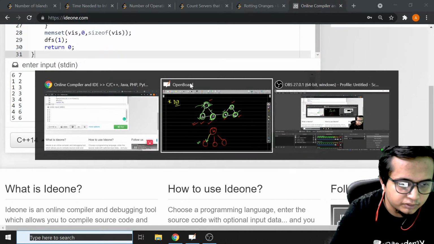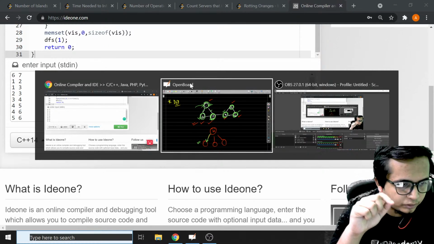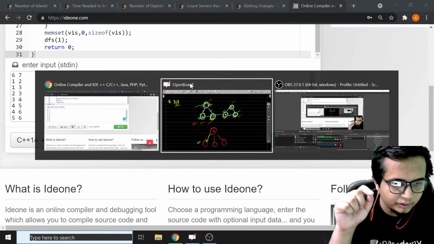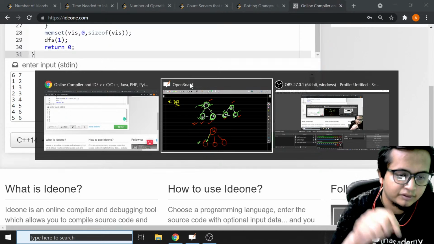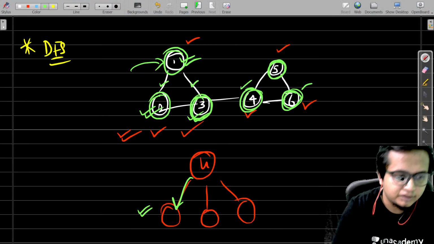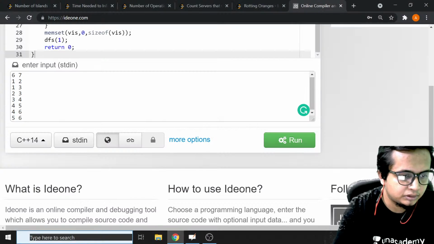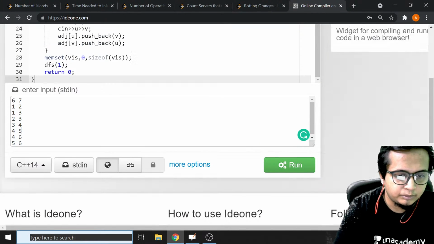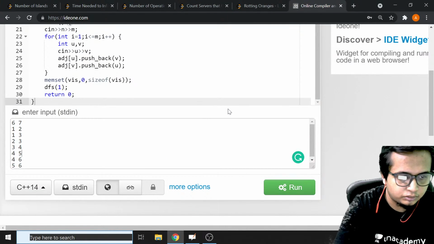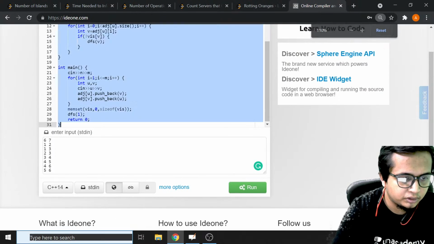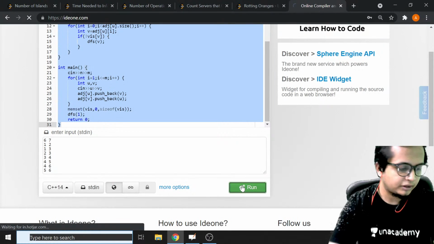Let me just check once. 1 is connected to 2, 1 is connected to 3, 2 is connected to 3, 3 is connected to 4, 4 is connected to 5, 4 is connected to 6, and 5 and 6 are connected. Cool, and there are 7 edges. Okay, so let me just run the code. Let me also copy the code once so the code doesn't go away, since on IDE sometimes random things happen.